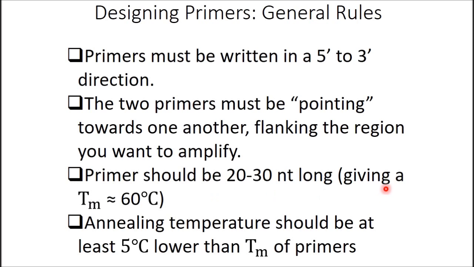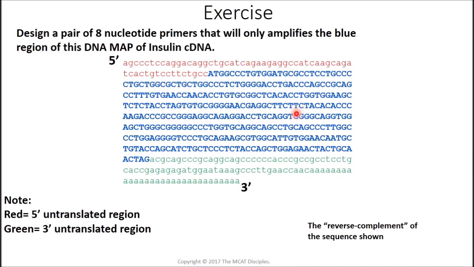Otherwise, you can't really run the PCR experiment, because these two rules just result from the fact that you need to amplify a sequence of DNA. In order to do that, you need primers, and they must be going towards each other. Otherwise, you'll end up replicating things that won't base pair with one another. So you'll get a taste of that in the next exercise here.